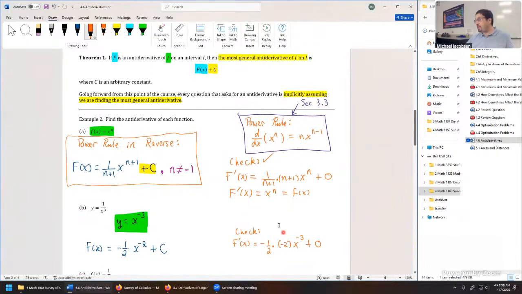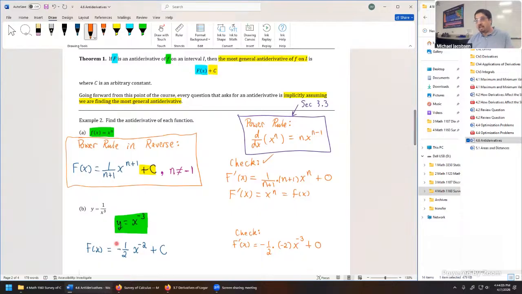Back over here, it simplifies just a little bit. We get that F prime of x. Let me hide that part first. F prime of x is now equal to x power -3, when the -1/2 cancels with -2. But x power -3 is the original function, so our work is complete. We can now be extra confident we have the right antiderivative.